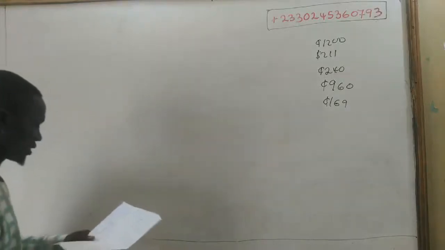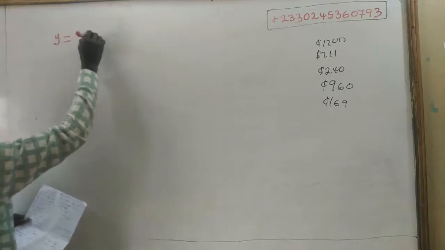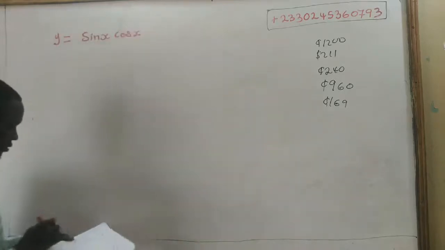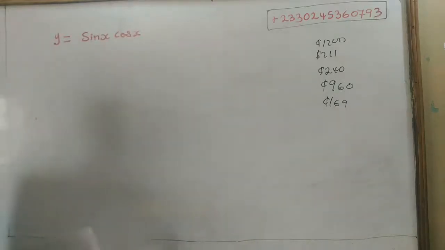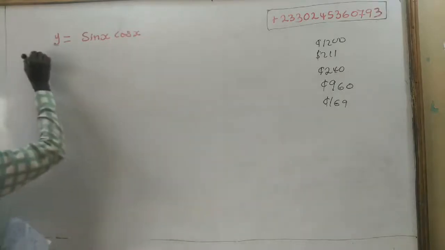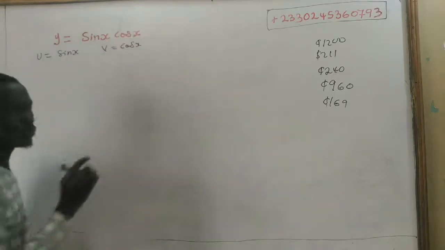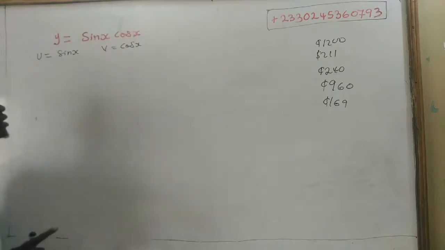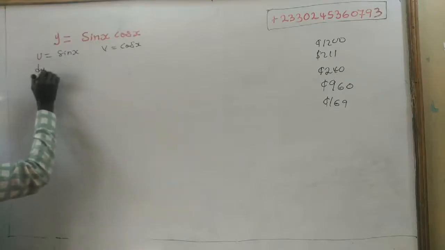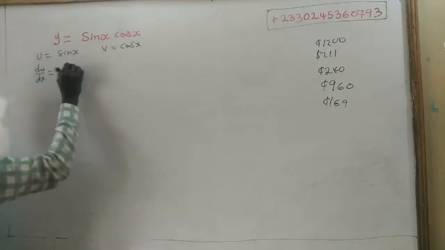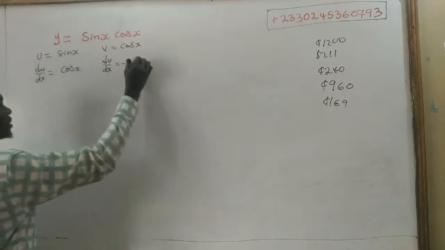Now the second example is we have y equals sine x cosine x. Wow. So if we take sine x cosine x, no simplification. Let's do the product rule straight away. You have u equals sine x, v equals cosine x. This will give us a very nice result that you've not thought of. Let's wait and see. Here, du/dx will be cosine x. dv/dx will be negative sine x.